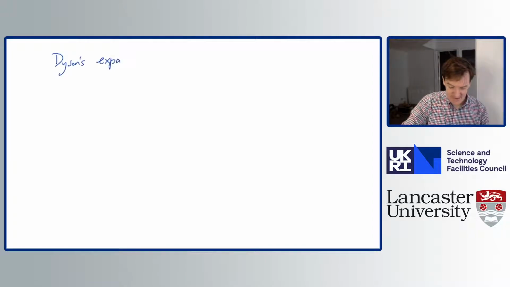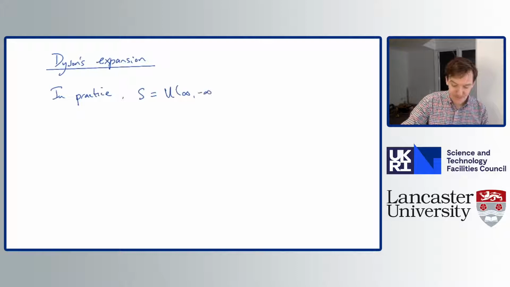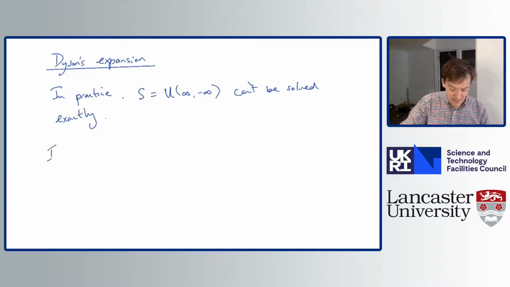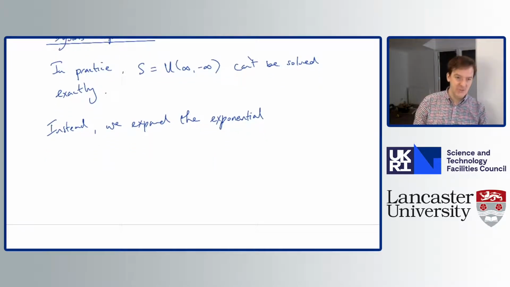It turns out that this is not entirely trivial. So let me describe a method, Dyson's expansion method, for how to actually go about calculating this S matrix. As I've said, in practice, for interacting theories that we know about, this S matrix cannot be solved exactly. We have to come up with some other scheme to make progress. The approach we take, rather than solving it exactly, is to series expand the exponential and do a perturbative expansion, which is valid if the exponent is a small parameter. This is what we mean by Dyson's expansion. We're expanding the exponential.